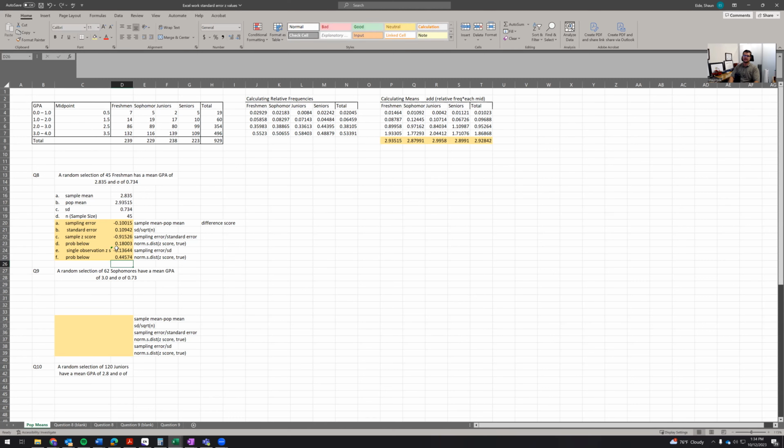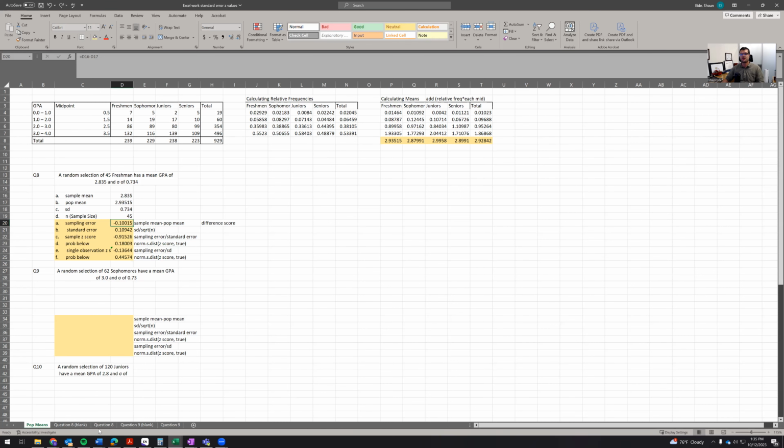Now, the really cool thing about this is, you've got these values right here, and when you reference back to them, notice I didn't type any values in. I'm using these two values to calculate this, so equals this minus this, and I clicked on it. Equals standard deviation divided by the square root of the sample size. Equals sampling error, and I clicked on sampling error, divided by standard error, because I just calculated those two. Then equals norm.s.dist, I clicked on the z-score and typed in true. All of these are just clicking references.